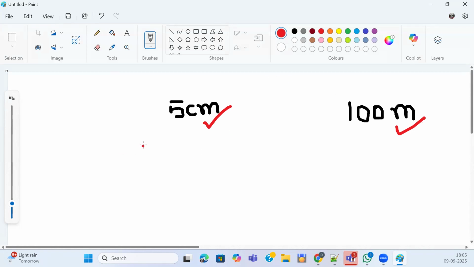Now, if I have two numbers which are in the same units, A comma B, what is its ratio? How can I write its ratio? A by B. A is to B, which is nothing but A by B. Are you clear about this? In A is to B, A is called the first term or antecedent. B is called the second term or consequent. Are you clear, everyone? Understood? Anybody having any doubt?